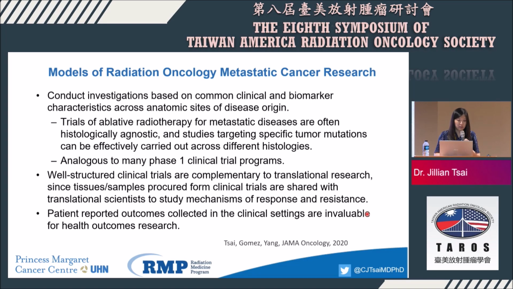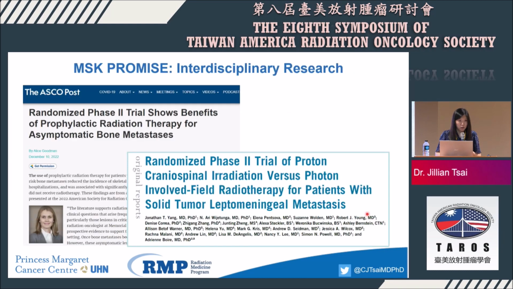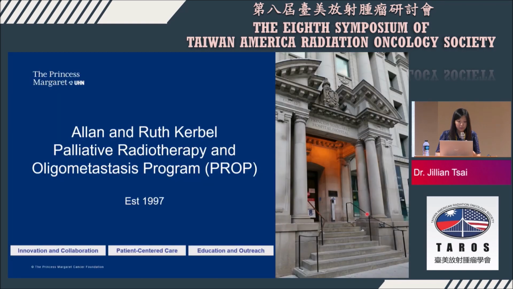And also with this metastatic disease team, we can accrue these patients in different trials, because the trials are usually not just one single histology. It can be across different histologies, so I find it very useful. In addition to the CURB trial that I mentioned, these are additional trials that the metastatic disease program has done and been successful. At Princess Margaret, we also have a palliative radiotherapy oligometastasis program.